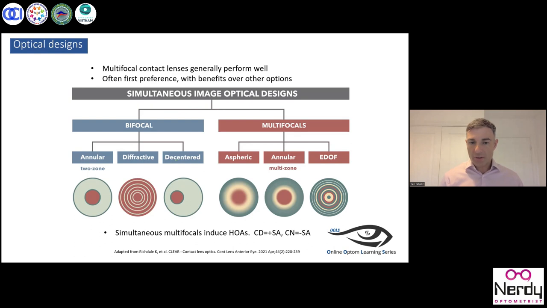So it's great that we've got lots of options out there, but it does mean that even if someone doesn't get on with one, it doesn't necessarily mean that they won't get on with a different design. And it's all about how much of the spherical aberration that they may be impacting and how that really goes in line with what is in that patient's eye in terms of their levels of spherical aberration as well.